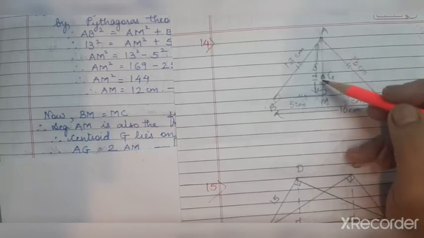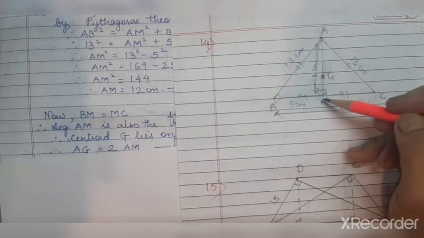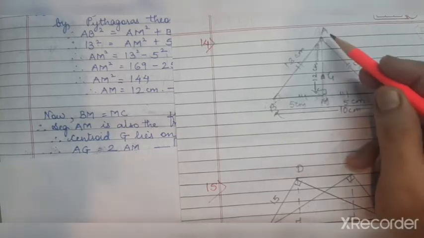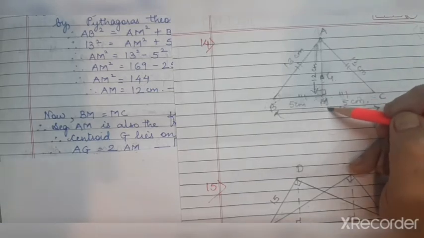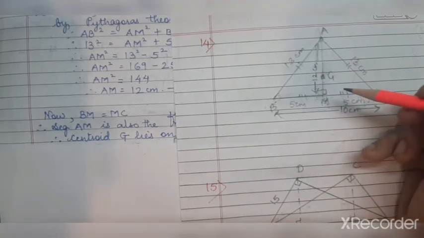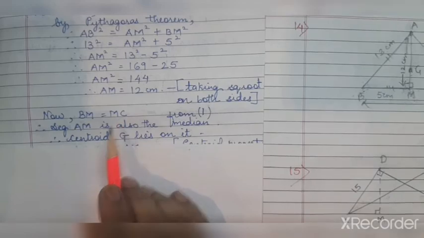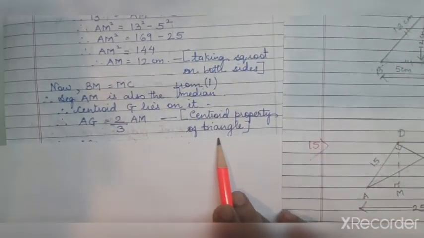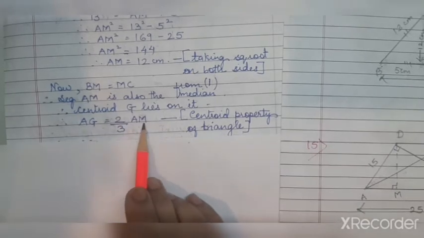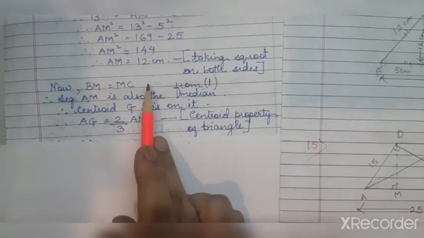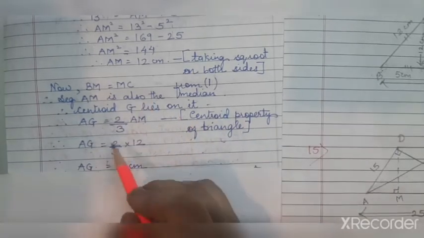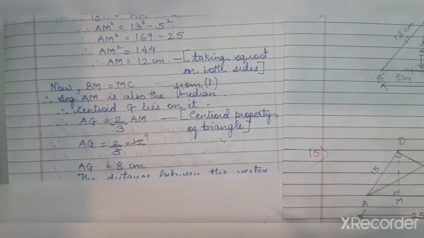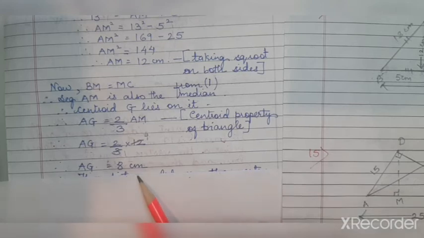But here in this sum we don't have to do anything with GM, so we will only solve with AG. AG is 2/3 of AM, and we know AM now. Just now we found AM is 12. So we'll write the reason, centroid property of a triangle, which is important. AG is equal to 2/3 of AM. AM we have found 12, so we replace it with 12. 3 1s are 3, 3 4s are 12. 4 2s are 8. So AG is nothing but 8 centimeter.